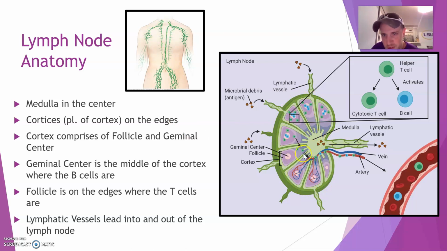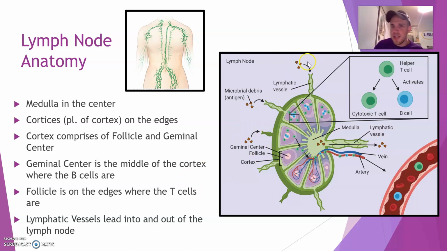This inner part right here is called the medulla, and this outer portion right here is a whole bunch of regions called the cortex. This cortex can be subdivided into an inner portion and an outer portion. The inner portion is called a germinal center, and the follicle surrounding the germinal center is also part of the cortex. The reason these regions exist is that's how you organize the cells within the lymph node.